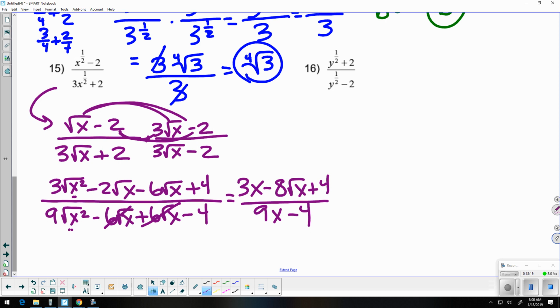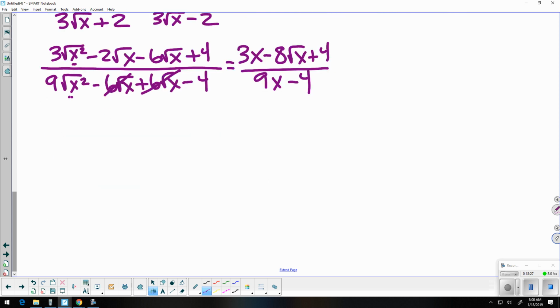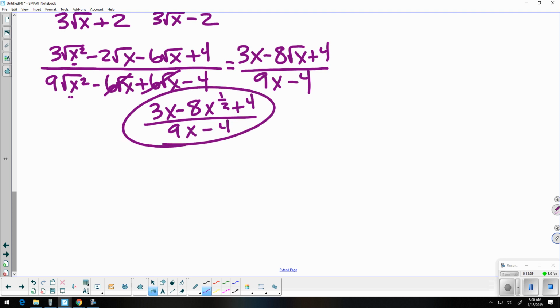Okay, technically though, like I mentioned, we should actually transition back to a rational exponent since we started with a rational exponent. So just doing one last and final step, we'd have 3x minus 8x to the 1/2 plus 4. And then the bottom would just be 9x minus 4. So that'd be my final solution. And I should probably state, since I have x in my denominator, that x cannot be equal to 4/9. That's the one number x cannot be.